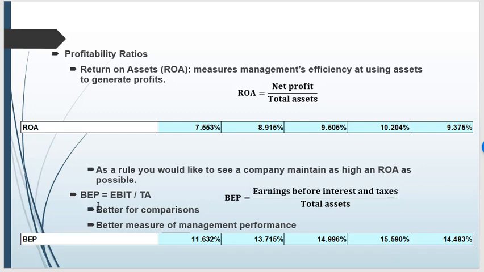So BEP is the basic earning power, is just a better number to use because it looks at earnings before interest and taxes. So we don't have any influence of the tax expense of the company, and we have no influence from the financing choices of the company. So it's just a better measure of management performance. And again, we find that in general, the company is fairly stable with respect to its profitability.